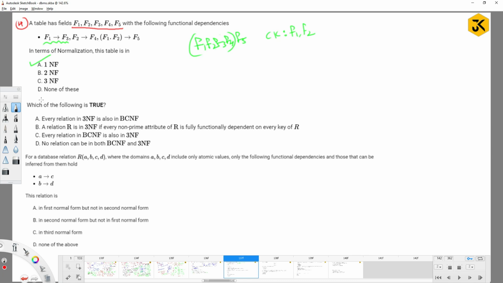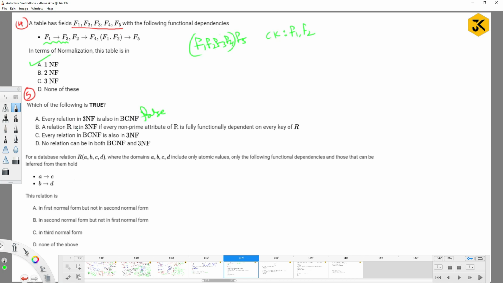Next one. Which of the following is true? Every relation in 3NF is also in BCNF. Is it true? No. If it were true, why would they introduce the new one, BCNF? So that's the reason this statement is false. This statement is false, right?